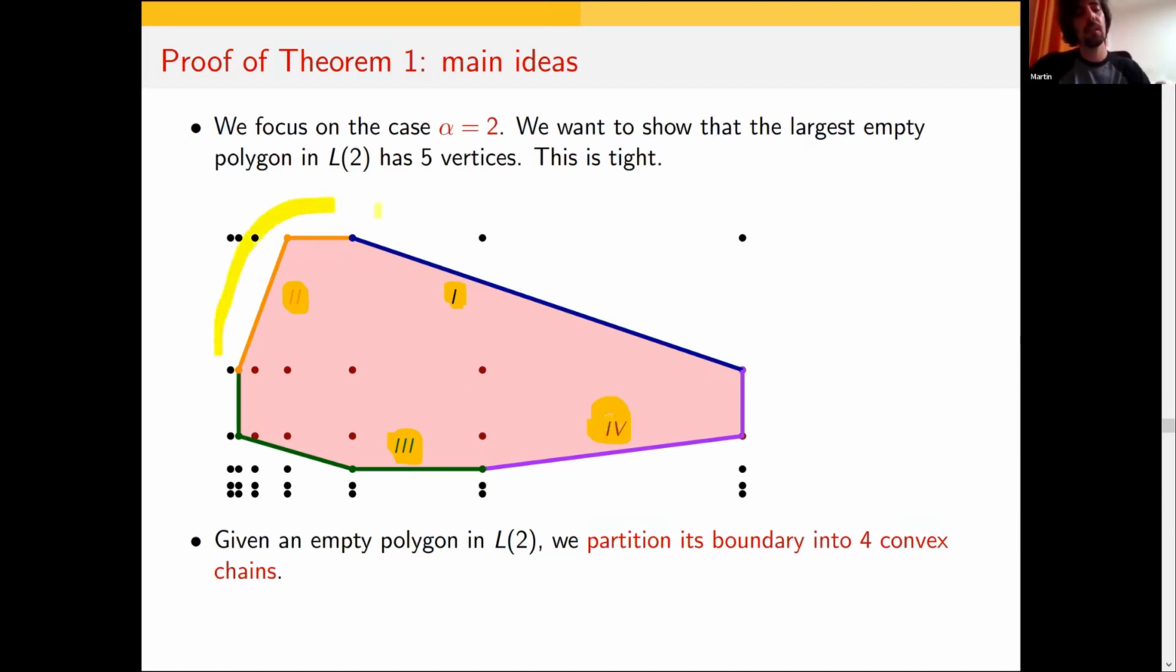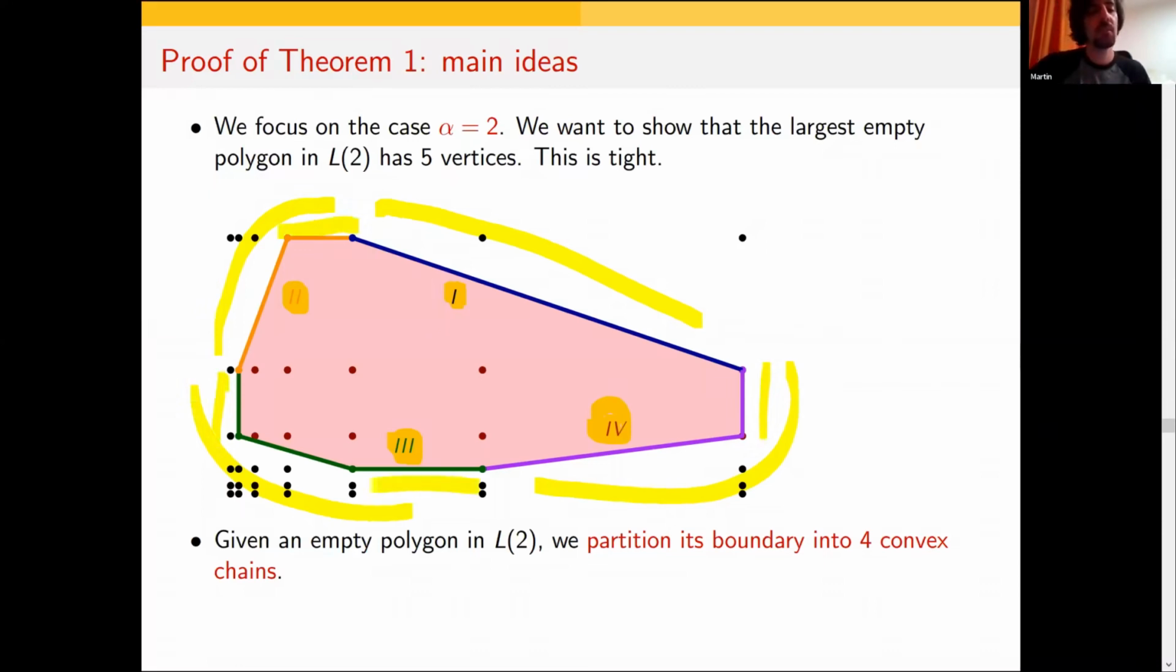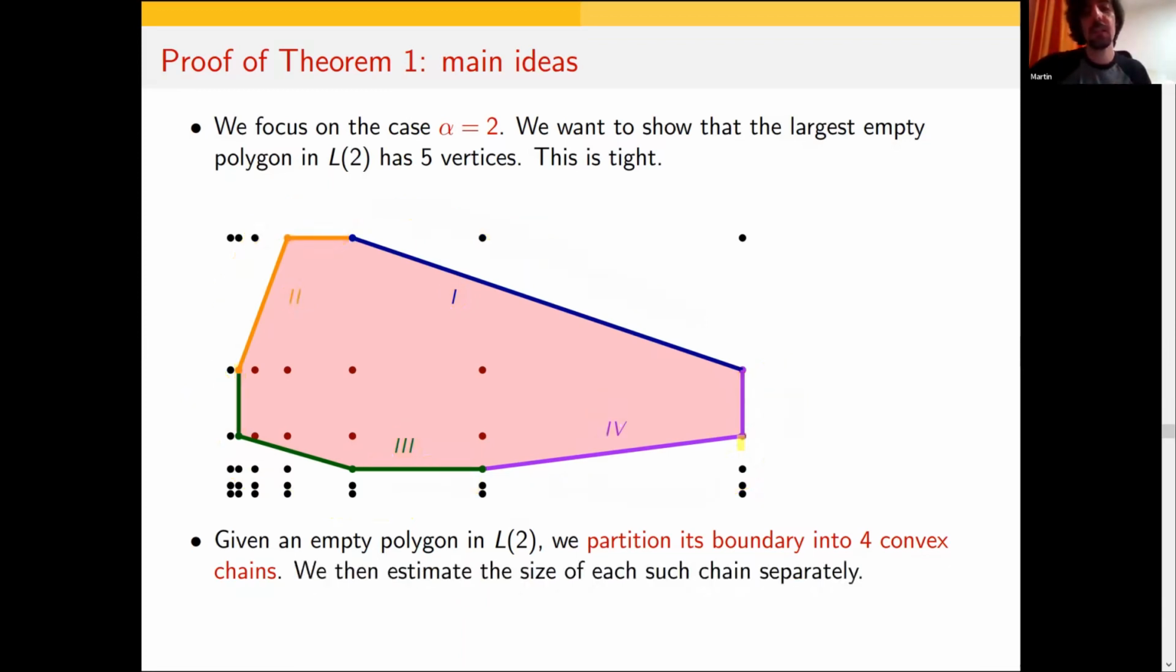So here we go like this, like this, and like this. We might have vertical edges and horizontal edges. For them, we have to somehow say of which type they are. So this horizontal edge is of type 2, this is of type 3, this is also of type 3, and this vertical one is of type 4. And now if we have a partitioning into these 4 convex chains, then we estimate the size of each such chain separately. We will use various methods for each type of the chains, and we will then sum the bounds that we obtain, and this will be the total bound on the size of this convex polygon.